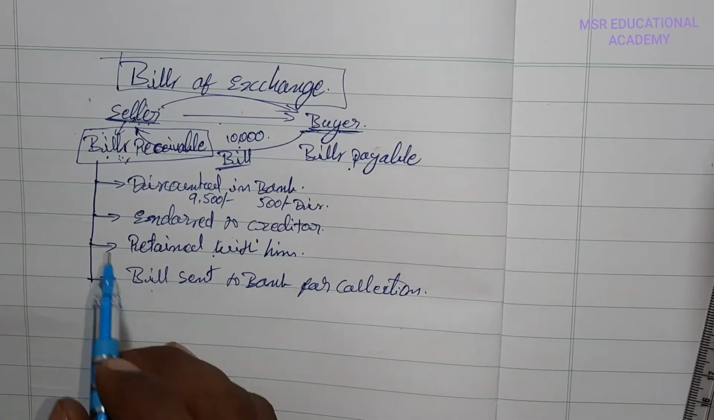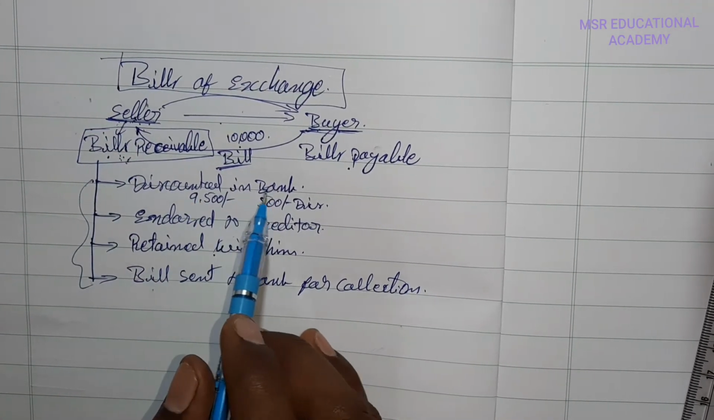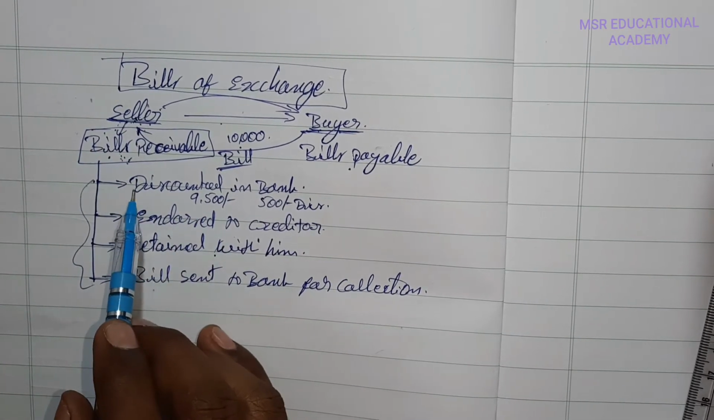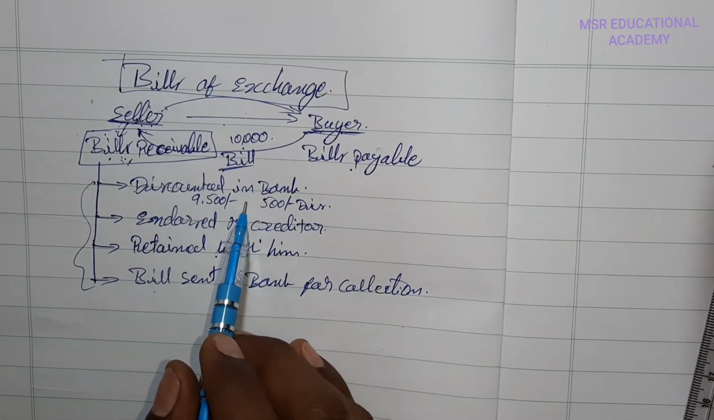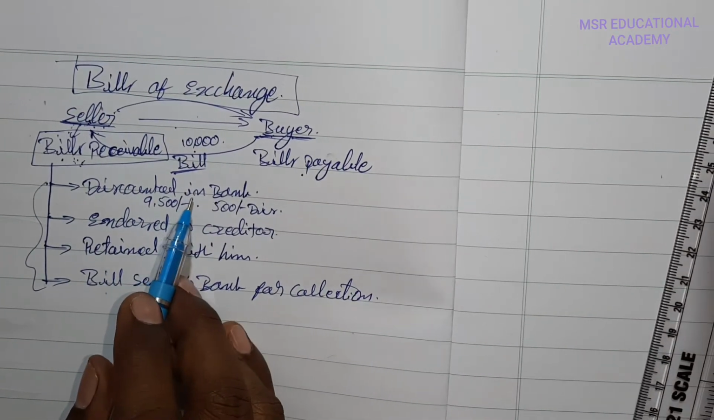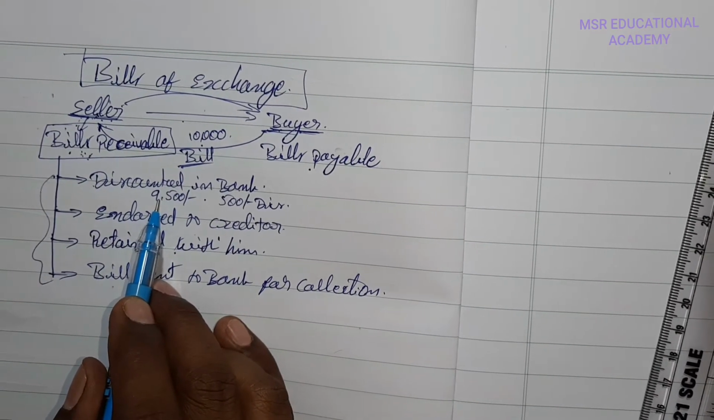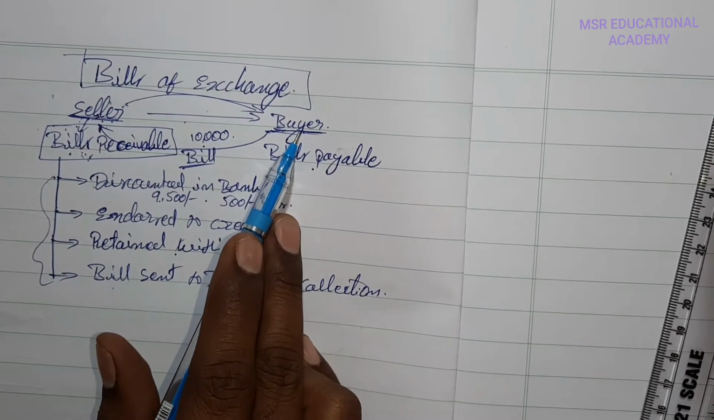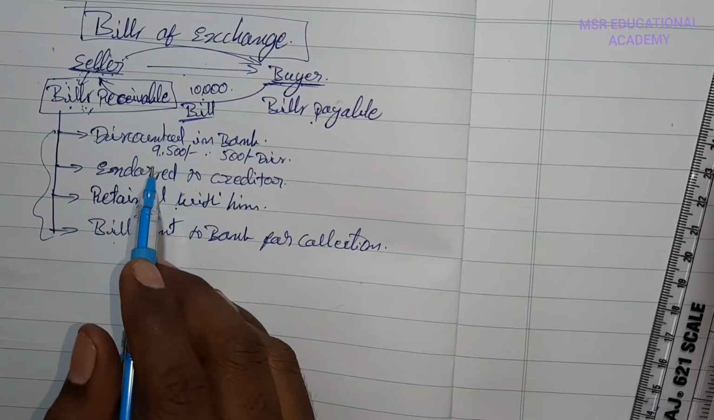So the seller utilizes the bill if any amount is urgently needed. He can send the bill to the bank. He goes to the bank, and the bill is discounted in the bank, and he receives 9,500 at that time. That is a 500 discount. Finally, what the buyer has to pay to the bank is 10,000 rupees at the time of the bill due date.